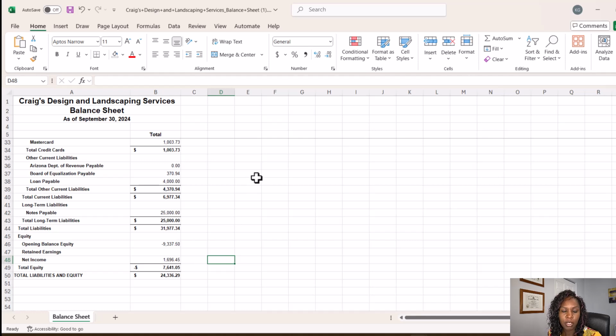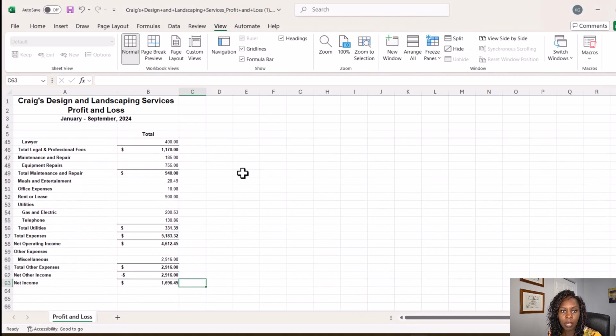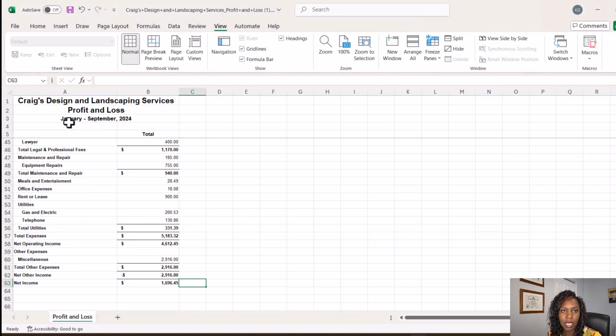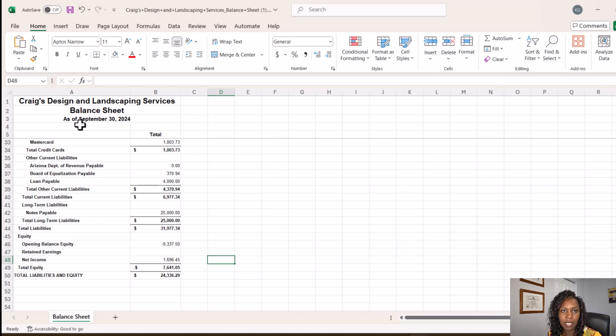1,696.45. Now, you're going to want to make sure when you're pulling up your profit and loss and comparing it to your balance sheet, it's best to do year to date. So in this case, you see I do have January through September, and on the balance sheet I have as of September 30th. So you just want to make sure you're pulling up the right dates to make sure the net income amounts tie out.